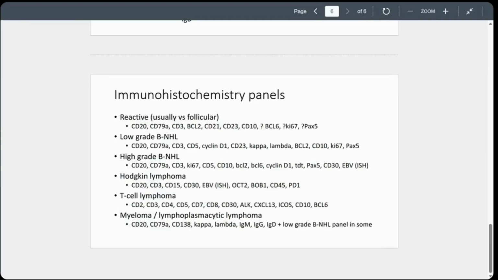So the T-cell lymphoma panel has basically got a large T-cell panel there to cover all the T-cell antigens, plus CD30 for anaplastic, ALK for anaplastic lymphoma, ALK positive or negative, and then the last set at the end, CXCL13, ICOS, CD10 and BCL6. They are the T follicular helper cell markers. I've not put in there actually CD56 and EBV, and lysozyme, which you could use for the natural killer lymphomas. And myeloma is a separate talk, which I've given separately, and I'll do separately.